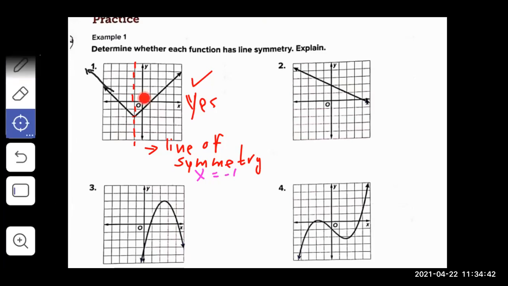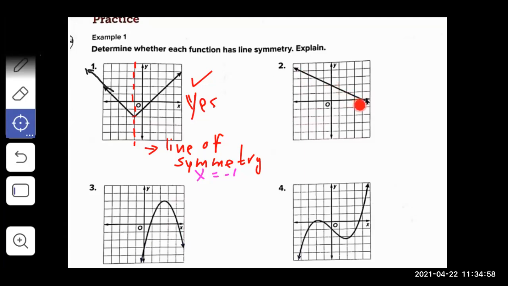Take a look. This is 0, this is 1, 2, 3. Okay, 0, negative 1. Negative 2 is this one, negative 1. Okay, x is equal to negative 1. You don't need to copy this. Just tell me if you can fold this and get that.